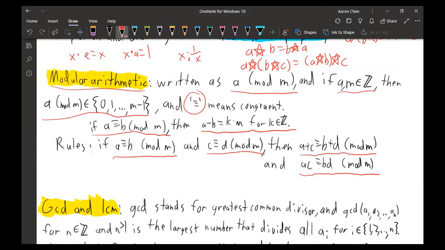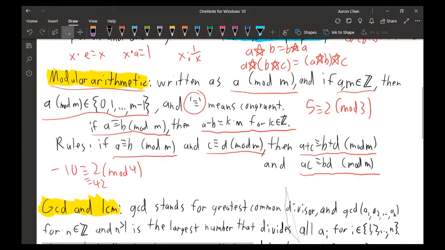Some simple examples would be 5 is congruent to 2 mod 3, and negative 10 is congruent to, let's see, 2 mod 4, and it's also congruent to 42. Stuff like this. So that's the basic definition of modular arithmetic.